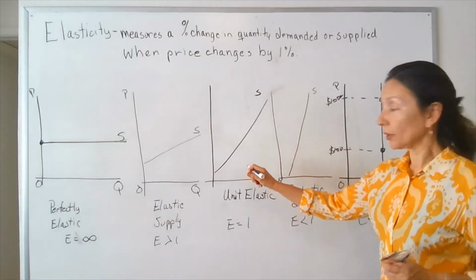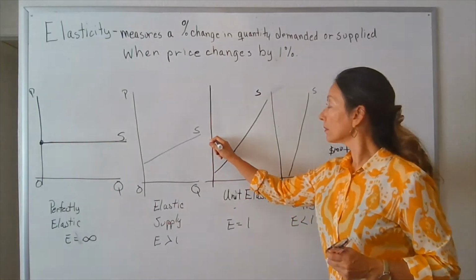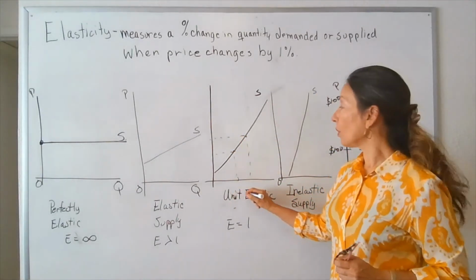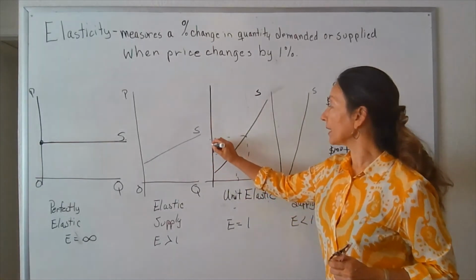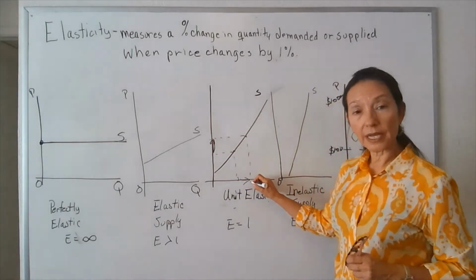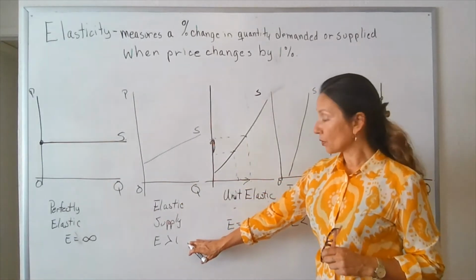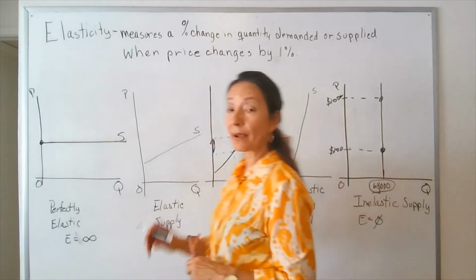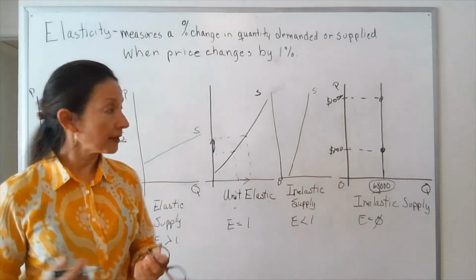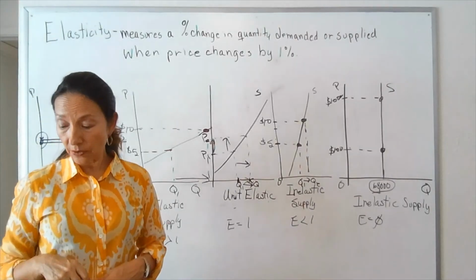Then, as in the demand curve, we have unit elastic, where a 1% change in price leads to a 1% change in the quantity. Okay, so we have an increase in price. This increase in price results in the same change in quantity. Then we have elastic supply, and that's where our elasticity is greater than 1. This means a 1% change in price gives us a greater than 1% change in the quantity supplied. That is the supply curve that you need to keep in mind.